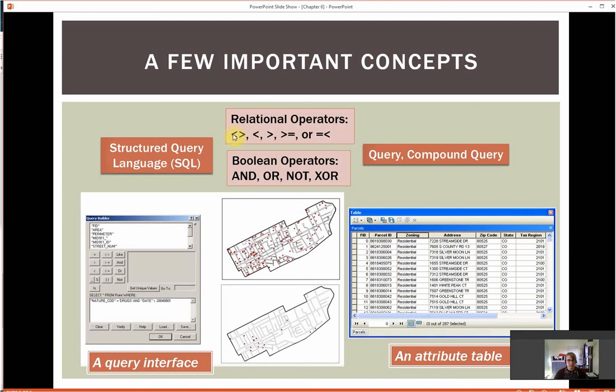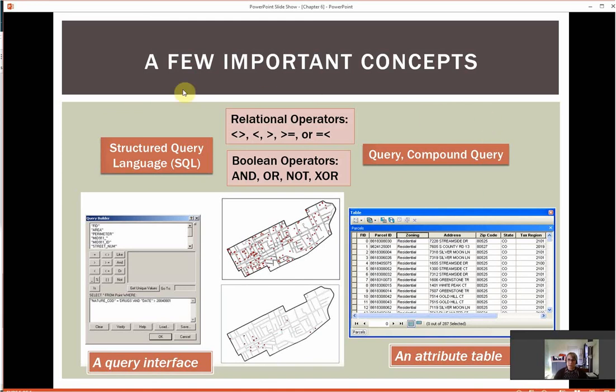Relational operators are these guys. So we have our greater than, less than signs, greater than or equal to, less than or equal to. I guess we can recall those from our math classes. The Boolean operators are these phrases here: and, or, not, or XOR. Saying that is always a little hard. And what this results in is structured query language. And we also have what are called queries and compound queries, which are basically like thinking of simple equations versus compound equations. So on the one hand, we have 1 plus 1, or we can have 1 plus 1 in parentheses times 3. That would be a compound query or compound equation.